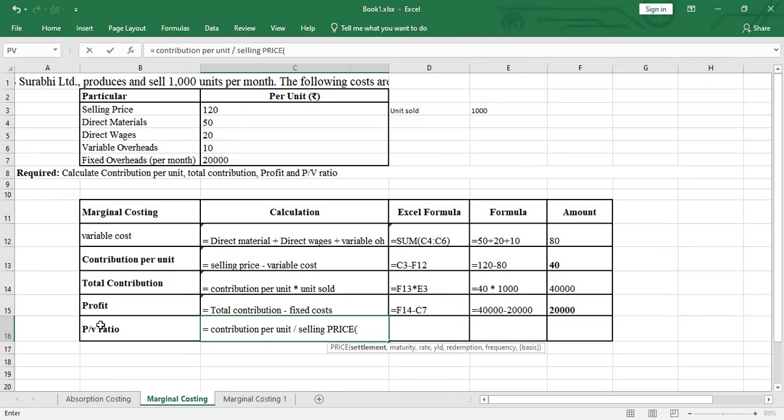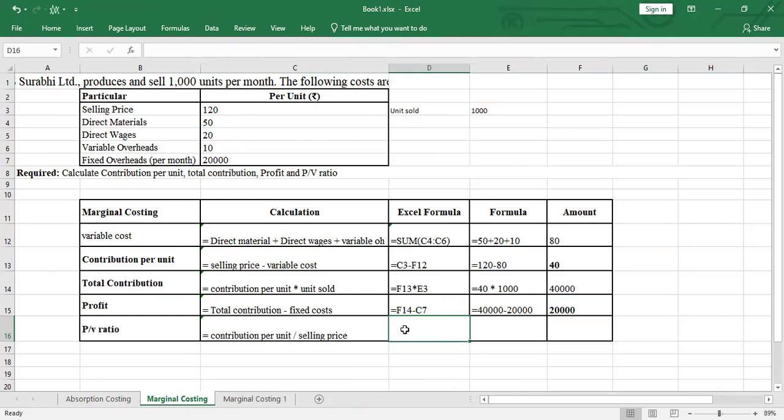Now moving forward to this particular thing, which we can easily ascertain: equals contribution per unit, which is 40, divided by selling price, that is 120. If we do this, we get 40 by 120 into 100. That is 33%. I hope you have learned this particular solution. I have used this particular formula so that it will help you to understand properly. Thank you.